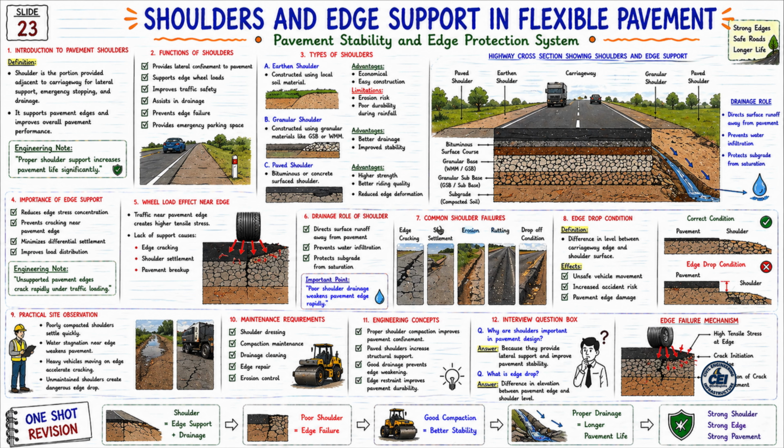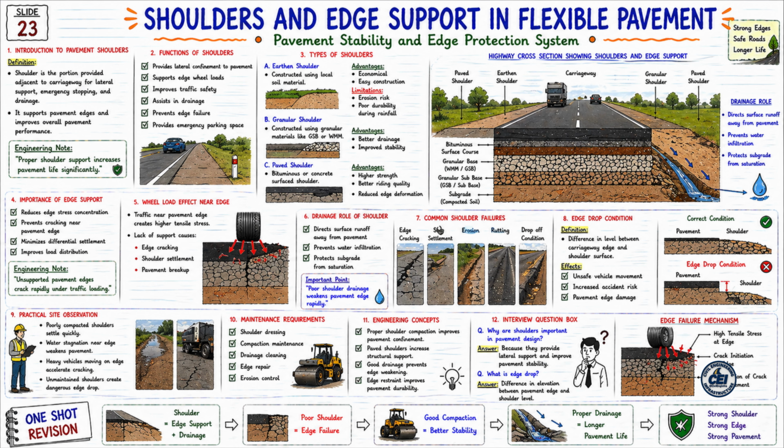Now the right side shows correct and incorrect conditions. In the above correct condition, the pavement and shoulder are at the same level. The edge drop condition is shown below, where the shoulder has settled down, and this creates an unsafe condition.